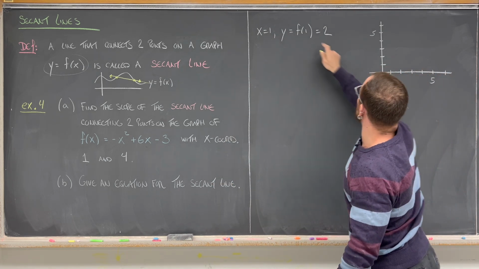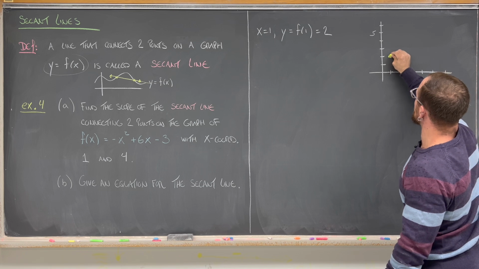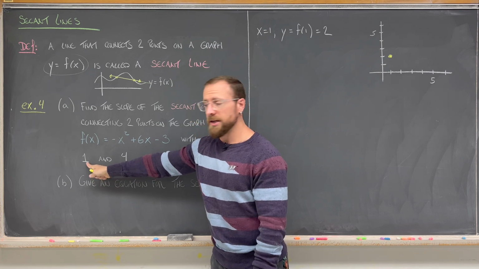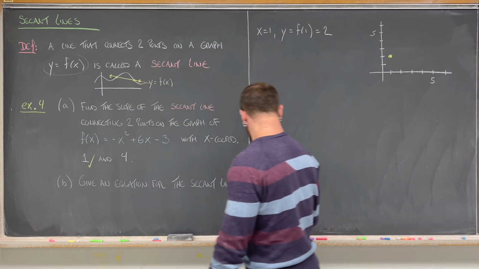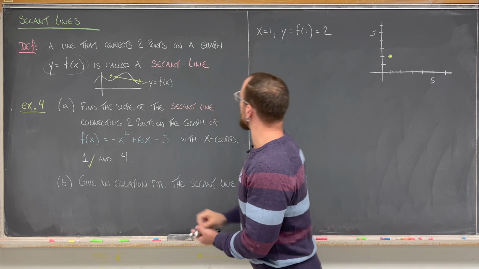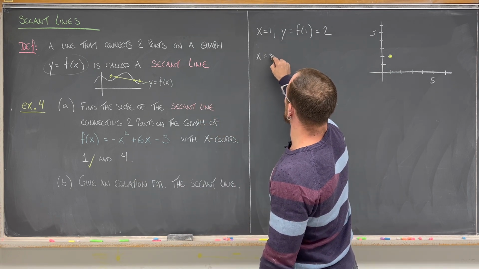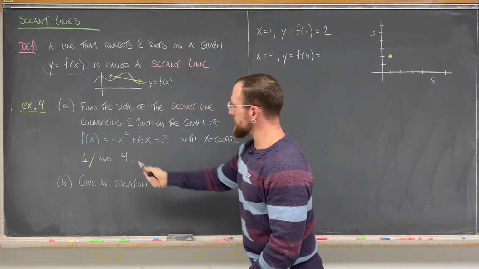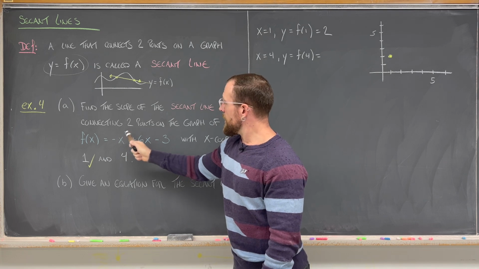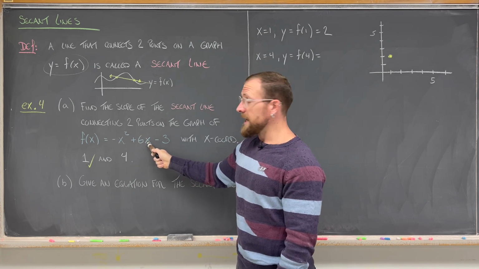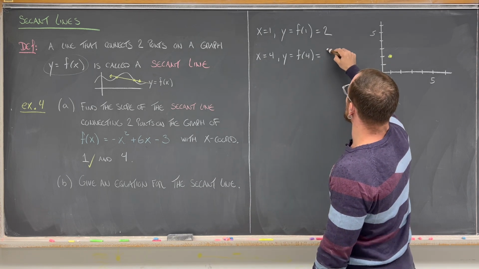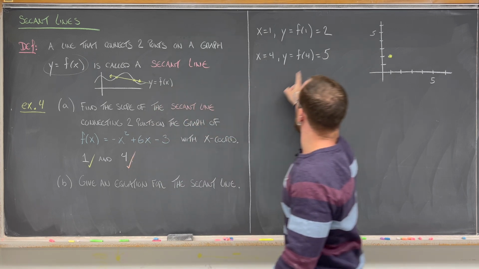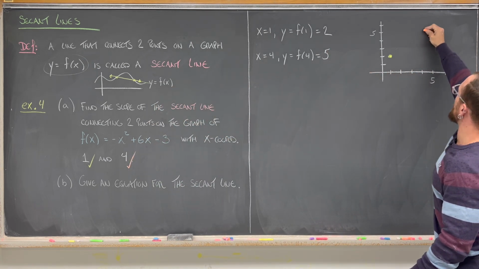That's the point (1, 2). So (1, 2), that's right here. That point is on that graph. It's the point on this graph where the x coordinate is 1. Now let's do the same thing, but let's look at where x equals 4. So if x equals 4, y is f of 4. And let's see, that's going to be -16 plus 24, that's 8, minus 3 is 5. Okay, so that's another point. When x is 4, y is 5, and (4, 5) would be right here.